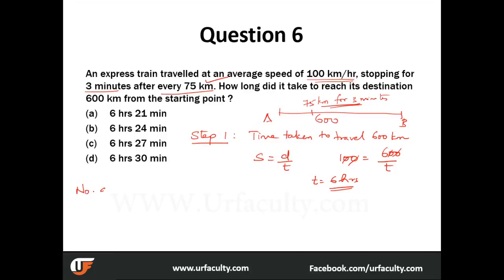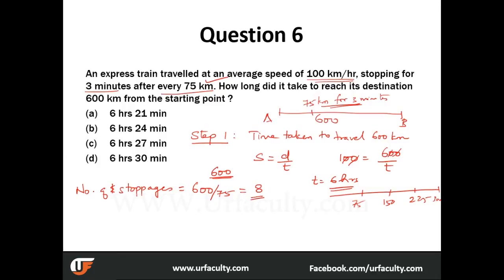We need to find out the number of stoppages in this 600 kilometer. So if at every 75 kilometer it is stopping, how do we find it out? All that we have to do is do a division, right? If you look at it, it stops at 75, it then stops at 150, it stops at 225, then it stops at 300. So it's basically you just need to divide and know how many times it's going to stop, right? So the number of stoppages will be, if you divide this, you will get 8.